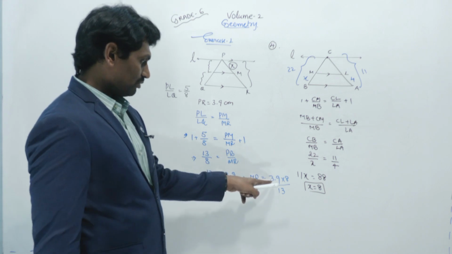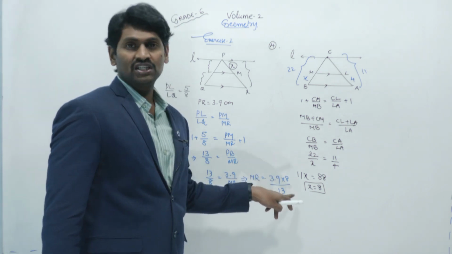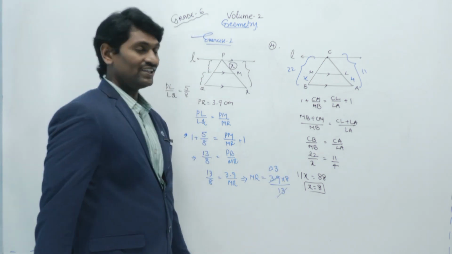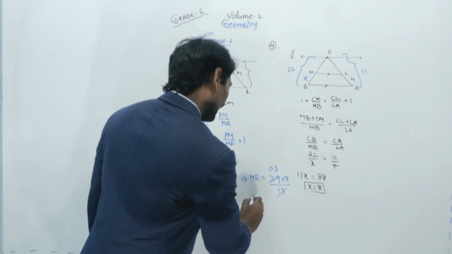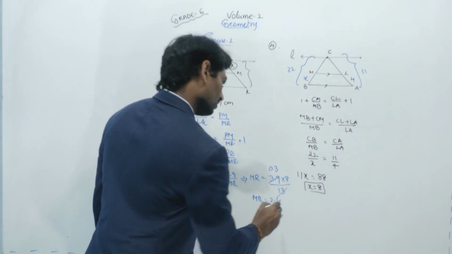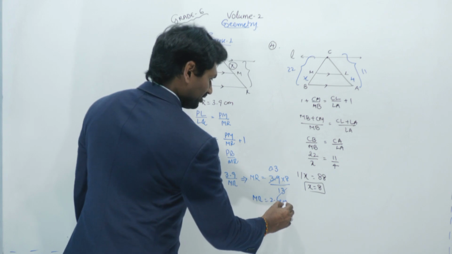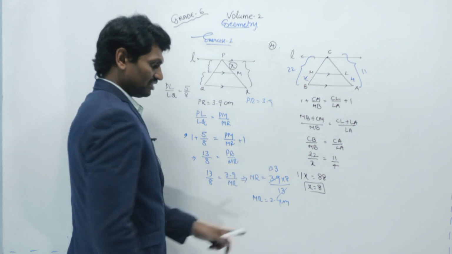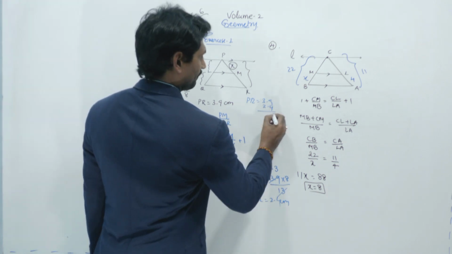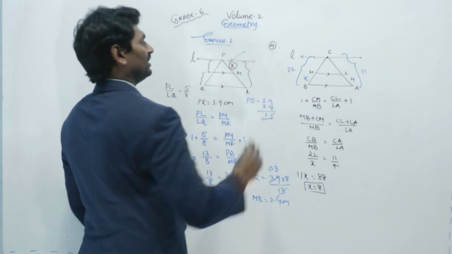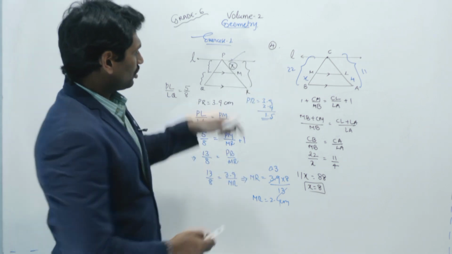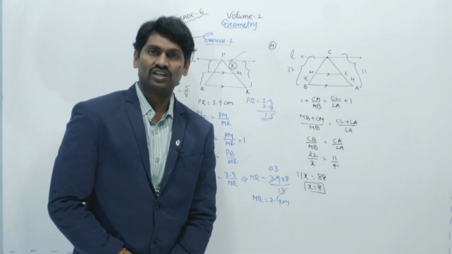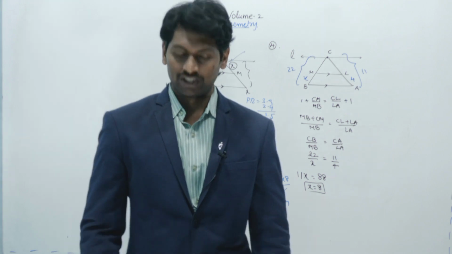Without the decimal, it will be 39 by 13, which is 3, so it is 0.3 times 8, nothing but 2.4. MR value is 2.4 centimeters, and the total length PR is 3.9. Now this 2.4 we need to subtract. 1.5 is our required PM value. Total length minus MR will give you the PM value. Okay, right? So that's it for today, children. Thank you, one and all. Have a nice day.